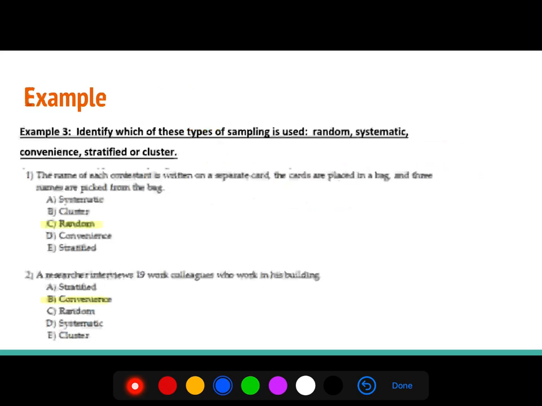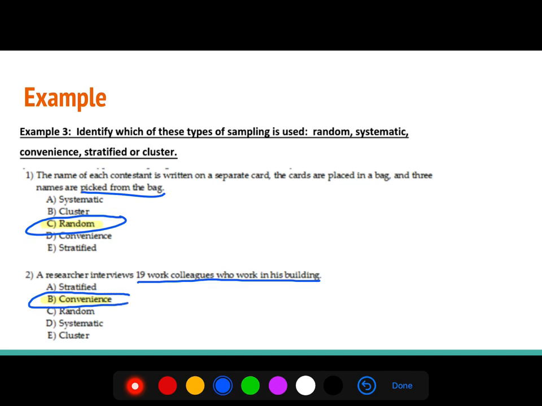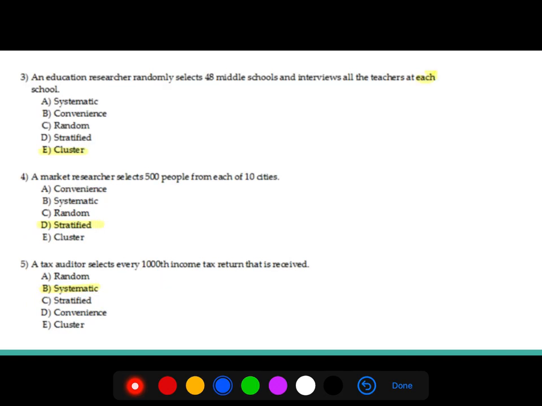So I've got 5 examples here that we're going to go through. The name of each contestant is written on a separate card. The cards are placed in a bag, and 3 names are picked from the bag. So picked from a bag means random. A researcher interviews 19 work colleagues who work in his building. That's pretty convenient or lazy, so I'm going to go with convenience sample.